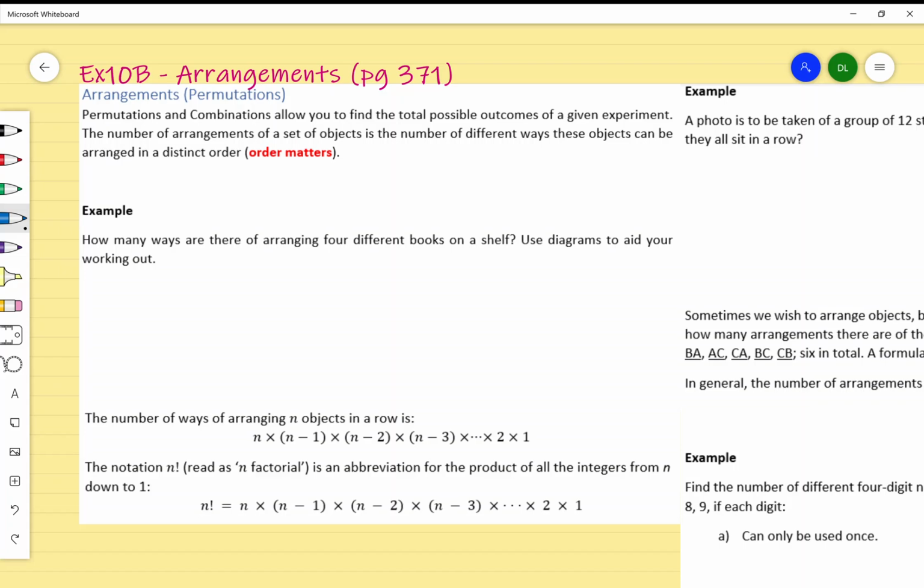Hey 11s, welcome back. This is exercise 10B on arrangements on page 371 of your textbook. Now, the idea of arrangements is something that we haven't looked at yet, but it's a really cool concept that we use in counting methods.